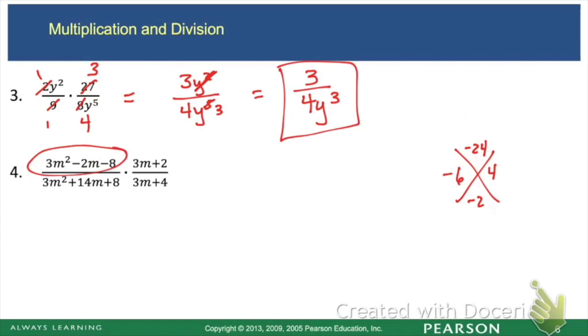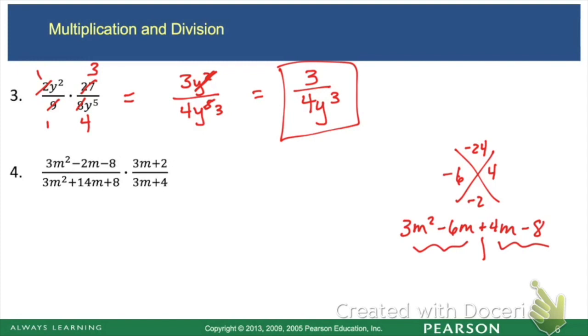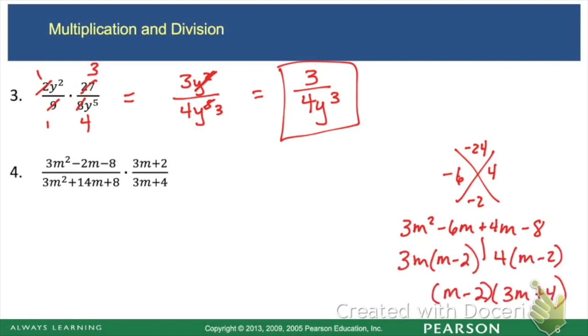So now I'm going to rewrite this numerator, but my two magic numbers, negative 6 and 4, because those are what multiply to be negative 24 and add to be negative 2, those two magic numbers are going to replace this middle term right here. And now I just group. I split it down the middle, GCF on the left, GCF on the right. So my two factors are m minus 2 and 3m plus 4. And that's just this very first numerator.